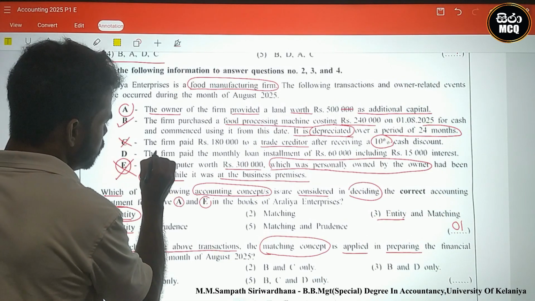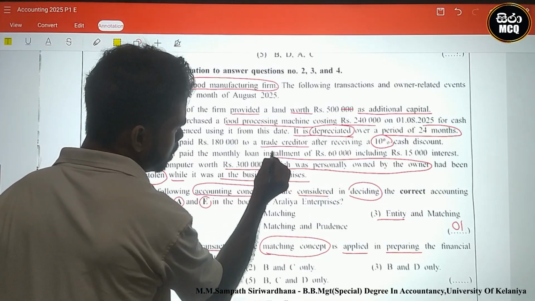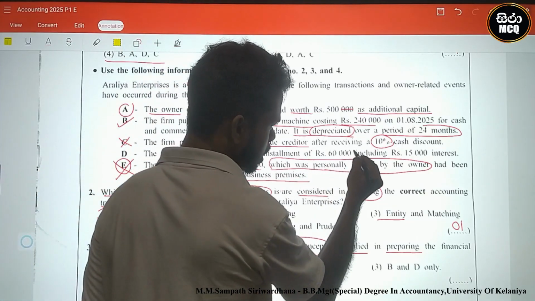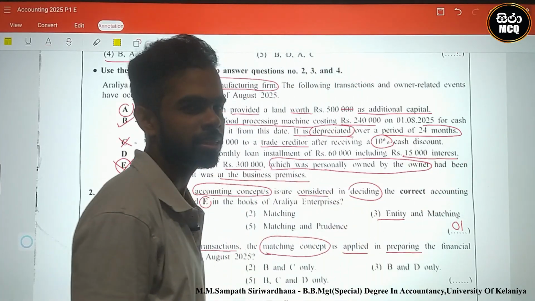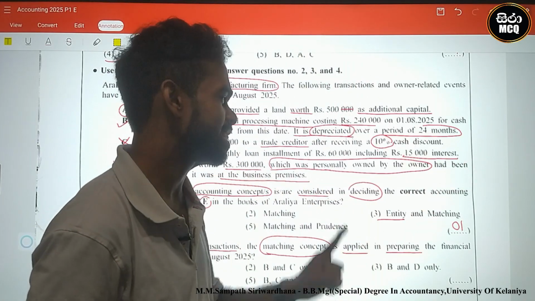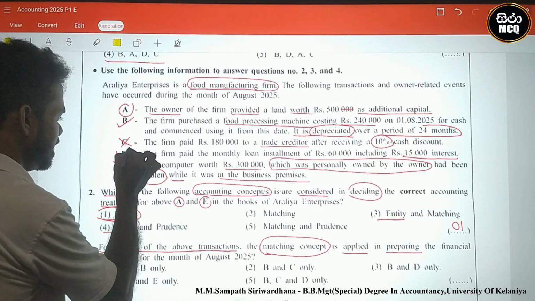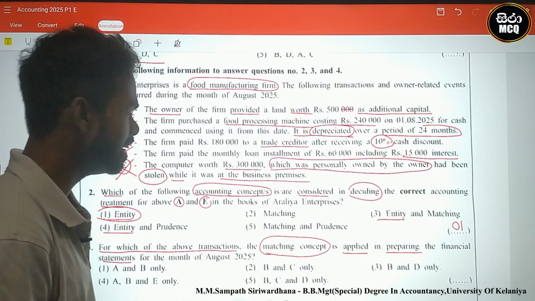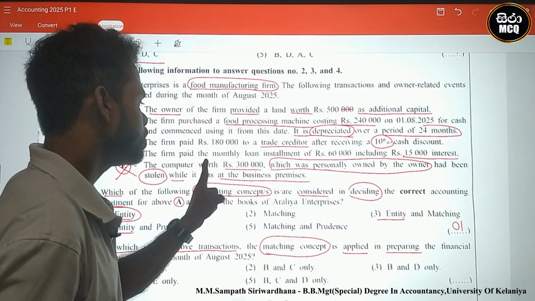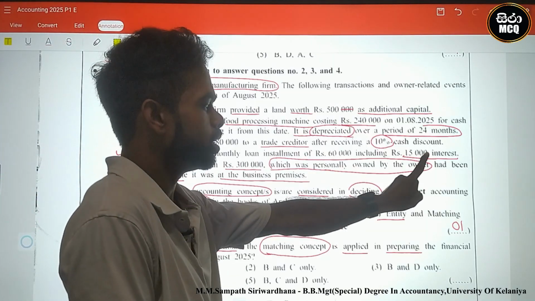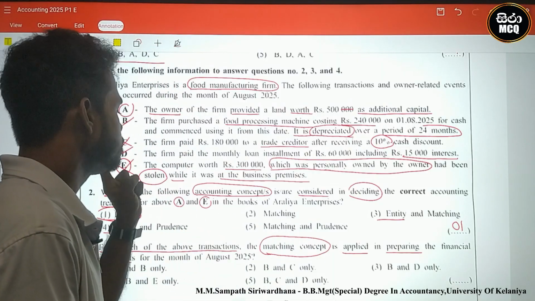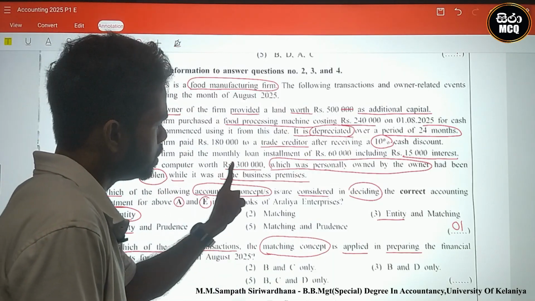Look here. The firm paid the monthly loan installment of 60,000 including 15% interest. Interest is an expense. This is expense related. D is expense related. Okay, next one. The computer worth 300,000, which was personally owned by the owner, had been stolen while it was at the business premises.